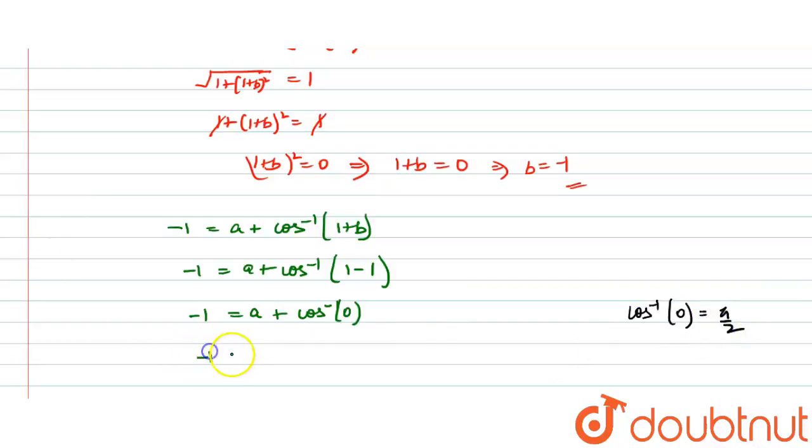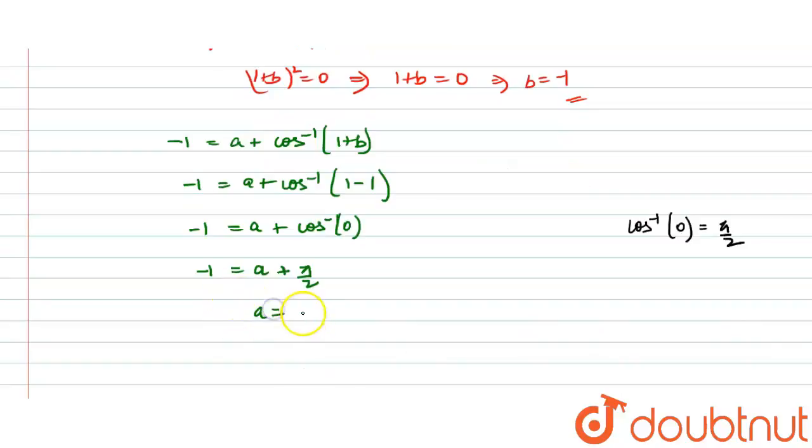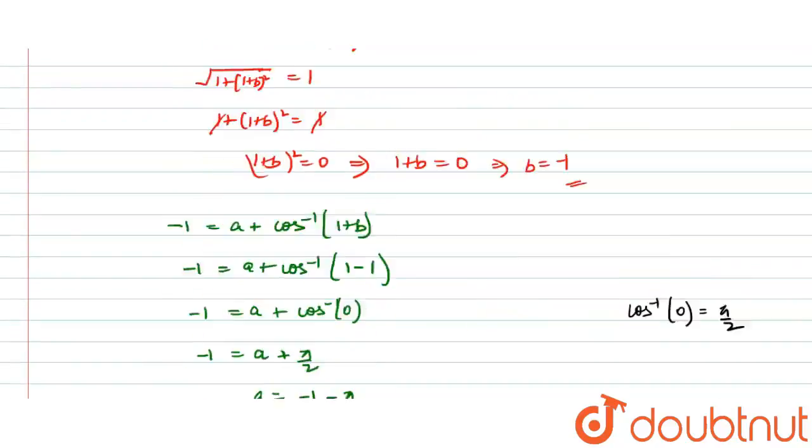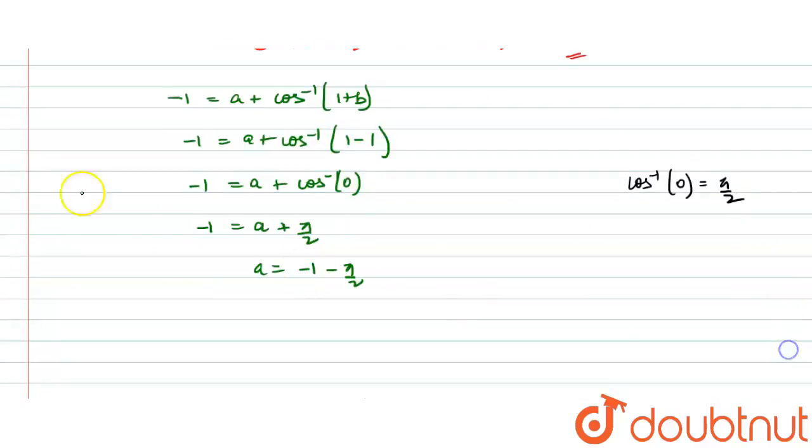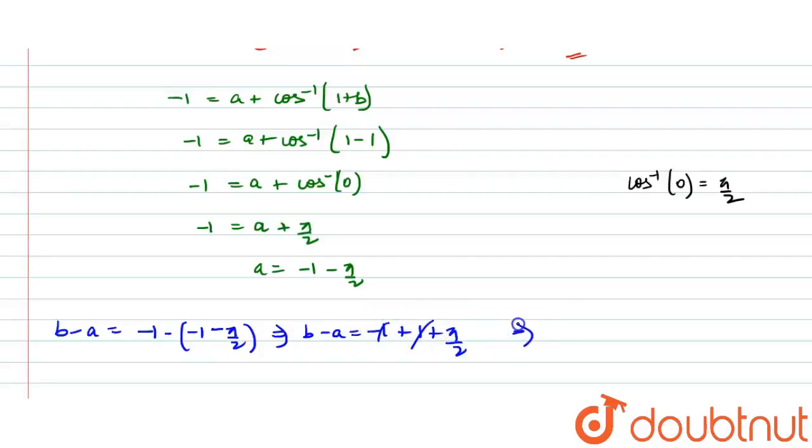So what we get from here is minus 1 is equal to a plus pi by 2. So from here the value of a comes out to be minus 1 minus pi by 2, because this pi by 2 will go on the left hand side. So now we got the values of a and b, and we had to find b minus a. So b minus a will be, now b is minus 1 and a is equal to minus 1 minus pi by 2, so that is minus 1 minus of (minus 1 minus pi by 2). So what you get from here is that b minus a is equal to minus 1 plus 1 plus pi by 2. So minus 1 plus 1 get cancelled out. So what we are left with is b minus a comes out to be pi by 2.